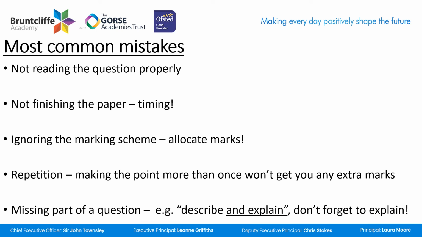Ignoring the marking scheme. Allocate marks. If it's a 2-mark question, it's going to want 2 points and so on. Repetition. Making the point more than once won't get you any extra marks. Make the point once. Don't waste your time repeating it. Missing part of the question. Describe and explain. The and explain part wants you to put the word because in and give a scientific explanation why you have got the particular description, such as a change in carbon dioxide levels. Why did that happen? Put the word because in.